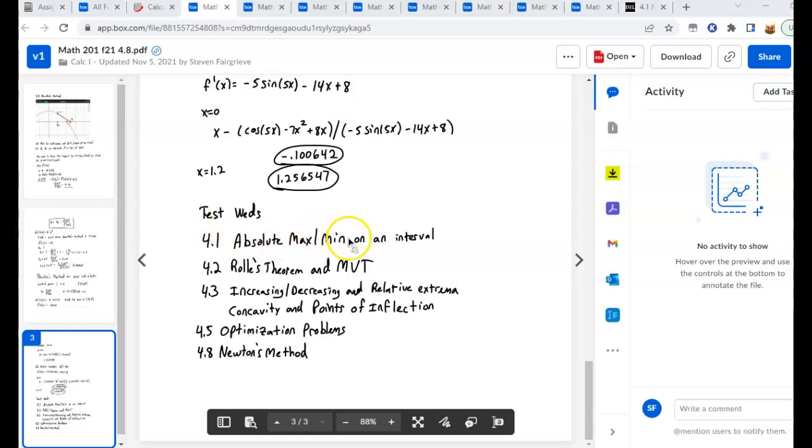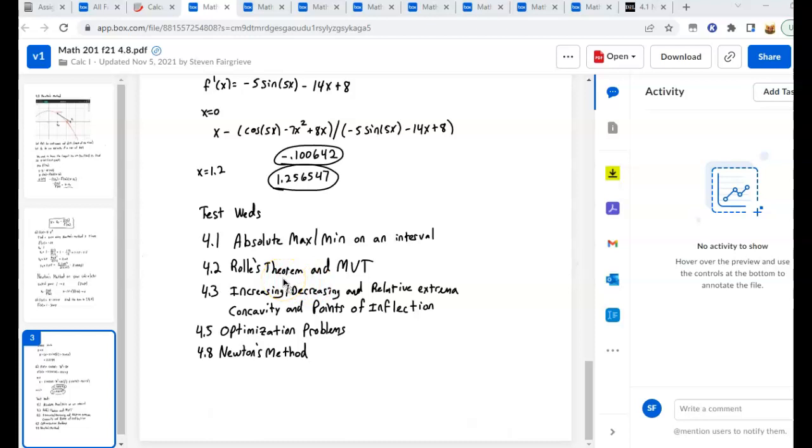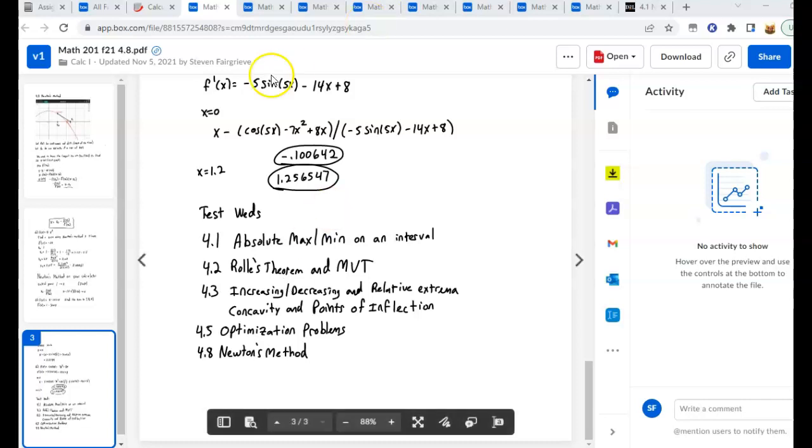problems with absolute max and min, increasing, decreasing, relative max and min, concavity, and points of inflection are all very similar problems. And so you want to make sure you realize what you're doing in a given problem. So I just want to go over some of the things we've gone through in the notes to kind of give you a heads up or an idea of what to look for problem-wise on your exam.